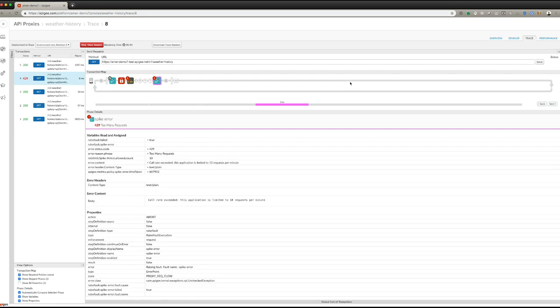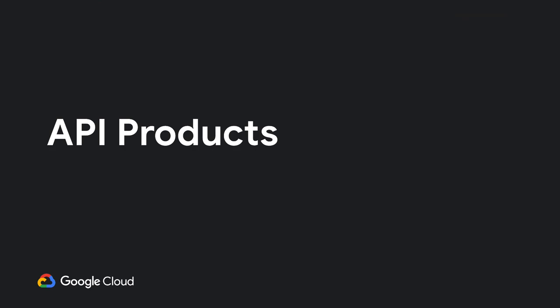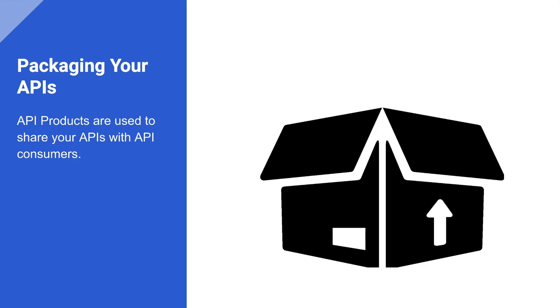How do we take this and publish it out so that somebody can use it? So I want to talk about the concept of API products, and this will become important when we start to think about how to publish our APIs out for consumption. So we use API products in Apigee Edge to share your APIs with consumers.